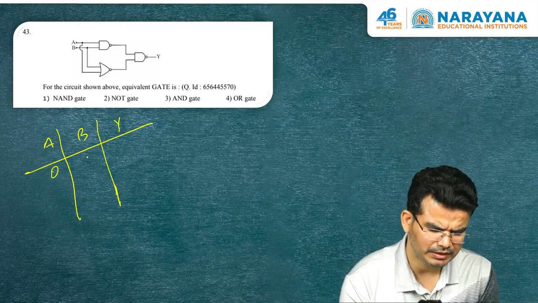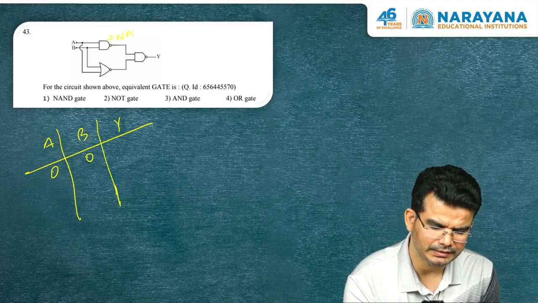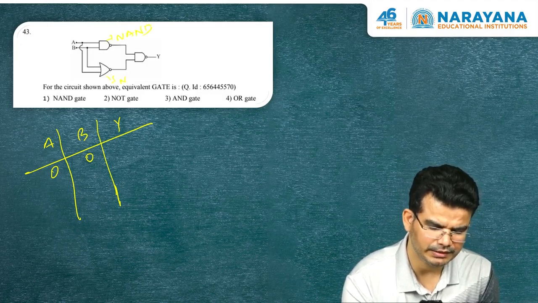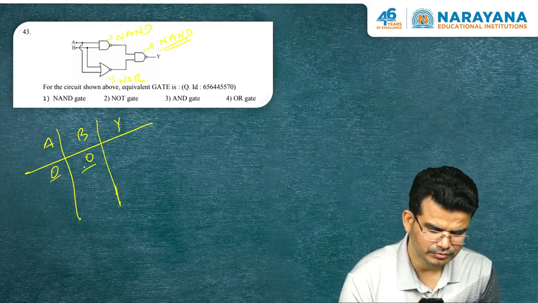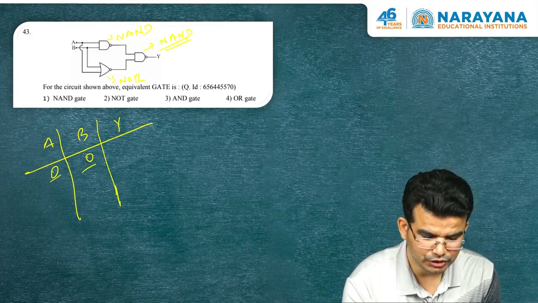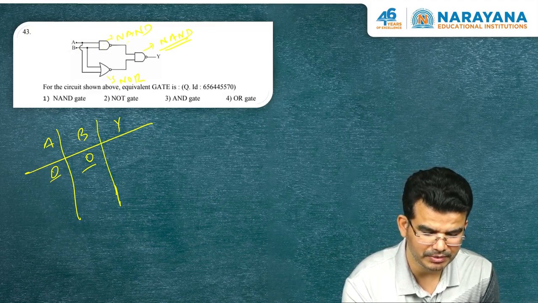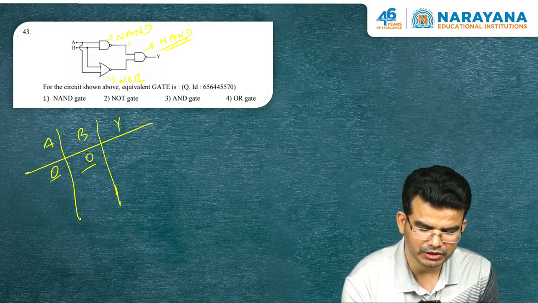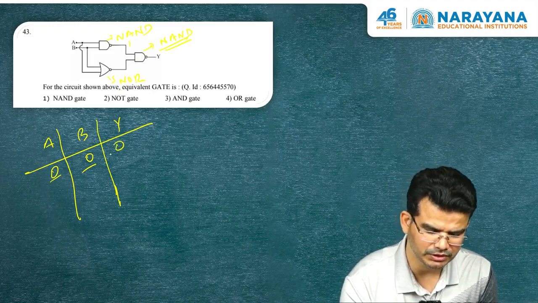So, A is 0 and B is 0. First of all, you must understand this is a NAND gate, and this is NOR gate. Again this is NAND gate. NAND gate means AND gate plus NOT gate. So, A is 0, B is 0. So, 0 into 0 is 0, but because of NOT it will become 1. Here also 0 plus 0 is 0, but because of NOT it will become 1. Now, 1 and 1, here this is AND, 1 into 1 is 1, but because of this NOT gate it will become 0.